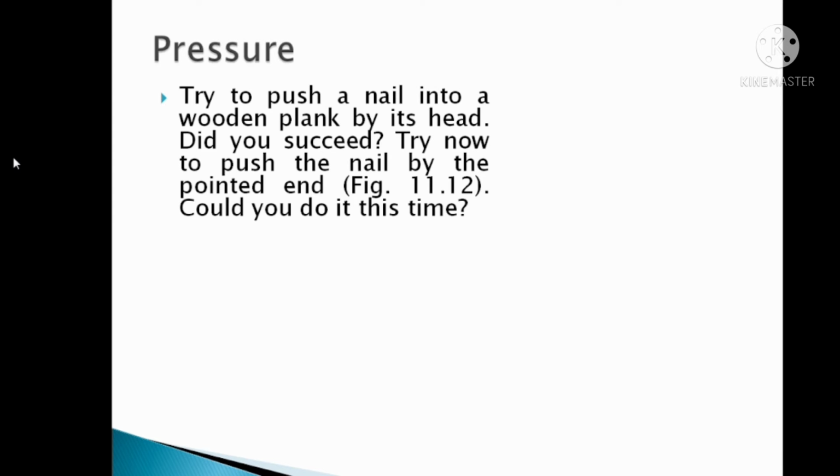Clear? Next, the most important point of this chapter is called pressure. So what is pressure? Try to push a nail into a wooden plank by its head. Did you succeed? Of course not.